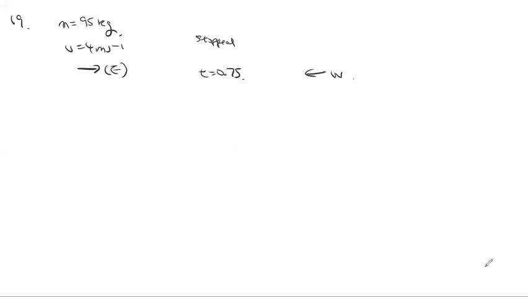Does that make sense? Mm-hmm. So A, calculate the original momentum of the fullback. You know how to do that, right? Well, how do you do that? Mass times velocity. Yeah. So it would just be 95 times 4, which would be 380 kilogram meters per second.